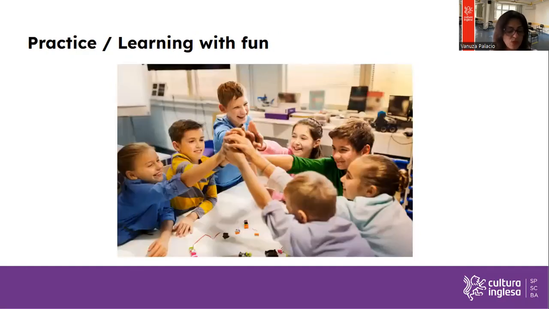In the practice or learning with fun stage, learners will have the chance to practice the target language. This will be done with games or game-like activities which allow learners to interact with the target language in a way that is playful and memorable to them.